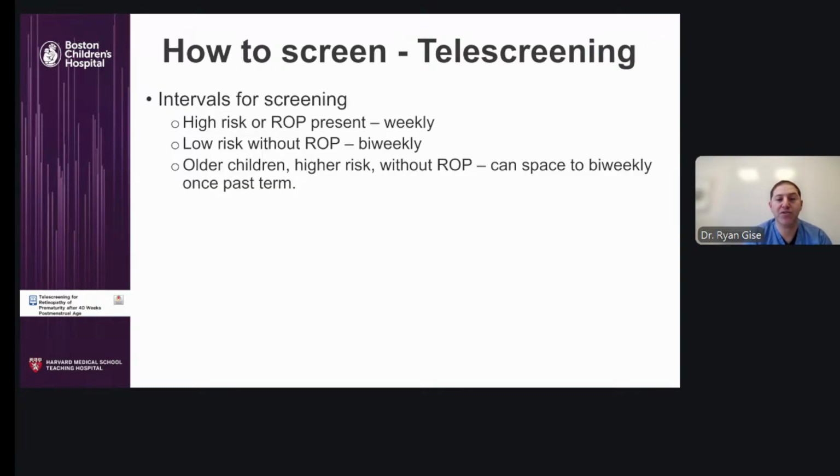Dr. Moshfeghi from Stanford, who's long been a proponent of telescreening, has published a study in Ophthalmology Retina within the last 2 years that demonstrated that babies who are over 40 weeks, who did not have retinopathy of prematurity or severe retinopathy of prematurity, did not progress after 40 weeks. As long as they were stable, they could be moved to biweekly screening, but still requiring these exams. And again, they're harder and the children are larger.